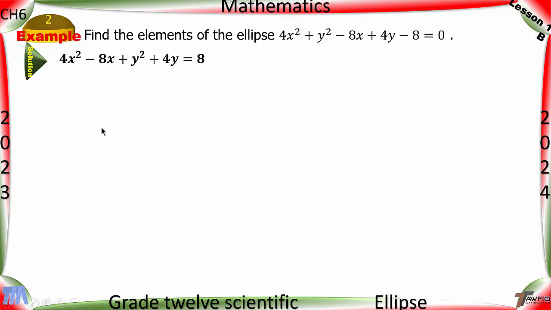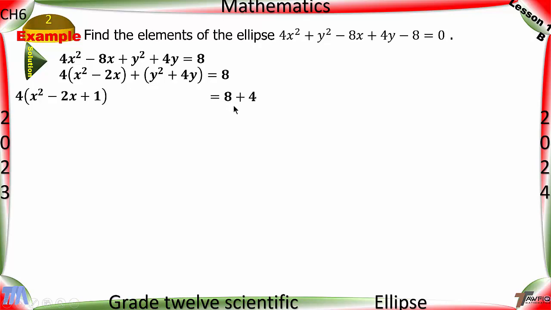Now take 4 as a common factor, so it becomes 4 times (x squared minus 2x). Rewrite the y squared plus 4y inside the bracket. Now we must make these two brackets perfect squares by dividing the coefficient of x by 2 and squaring it. 2 divided by 2 is 1, and 1 squared is 1. We must add 1 inside this bracket, so it becomes x squared minus 2x plus 1. When we add 1 inside the bracket, we must add a number to the right side, so multiply this 1 by the number outside. 1 times 4 is 4, so we must add 4 to the 8, and it becomes 8 plus 4.